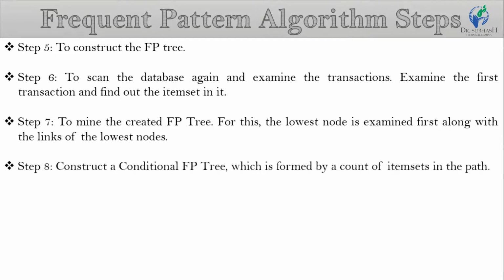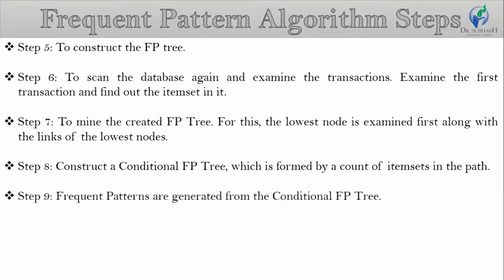Then the next step is to construct a conditional FP tree, which is formed by a count of item sets in the path. The item sets meeting the threshold support are considered in the conditional FP tree. Now, the next step is that frequent patterns are generated from the conditional FP tree.